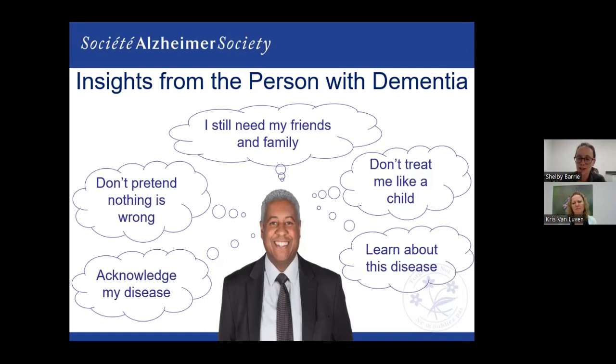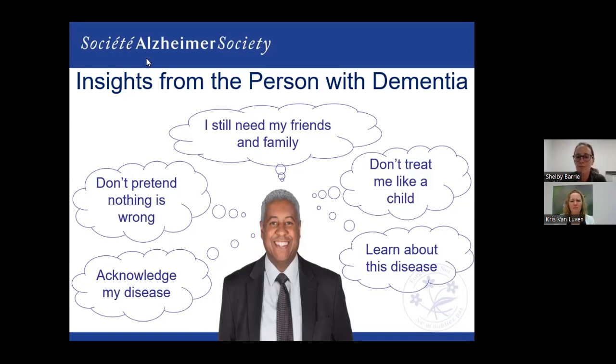Don't treat me like a child. One of the strategies we often say with communication with dementia is to speak slower so that a person living with dementia can take in and process that information. But we do have to be careful that we don't speak slower in, say, the kindergarten voice that sometimes can happen. We want to make sure that we're still respecting that person with dementia as the adult that they are.